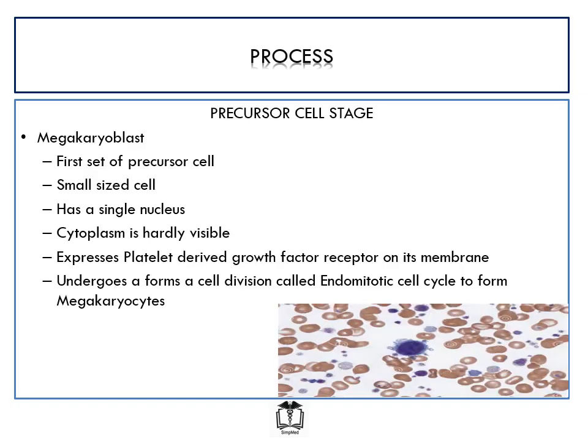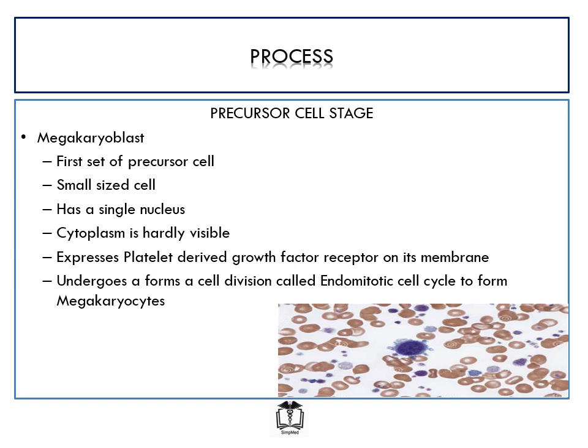The last stage under the process of thrombopoiesis includes the precursor cell stage, and the first cell in this stage is the megakaryoblast. Megakaryoblasts are small sized cells with a very large single nucleus. The nucleus tends to be large enough to occupy the entire space and make the cytoplasm hardly visible. You can see the picture of the megakaryoblast in the image below. You can see how the nucleus takes a large chunk, almost 98% of the entire cell. The cytoplasm is just barely visible.